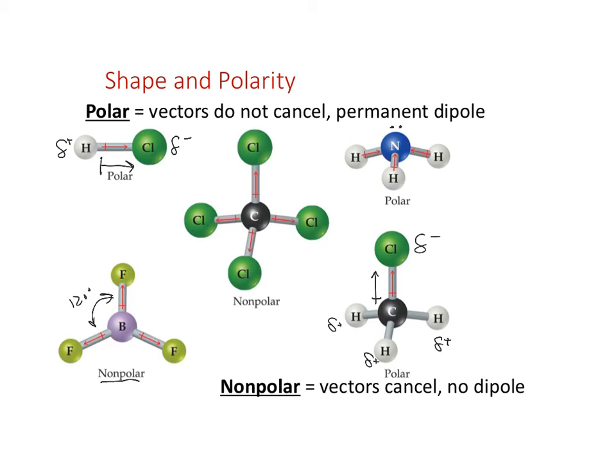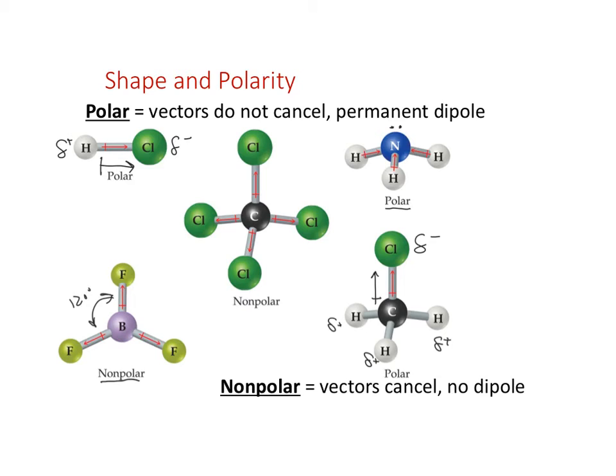Each of these, nitrogen is more electronegative than hydrogen, so in each of these bonds, nitrogen is pulling electron density closer to nitrogen, farther from the hydrogen. Each of these vectors, because of the geometry, does not cancel out, and they would give you a polar molecule.